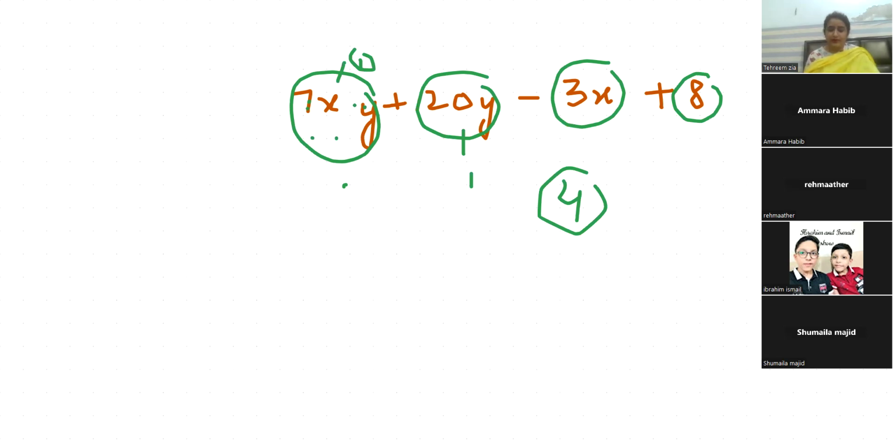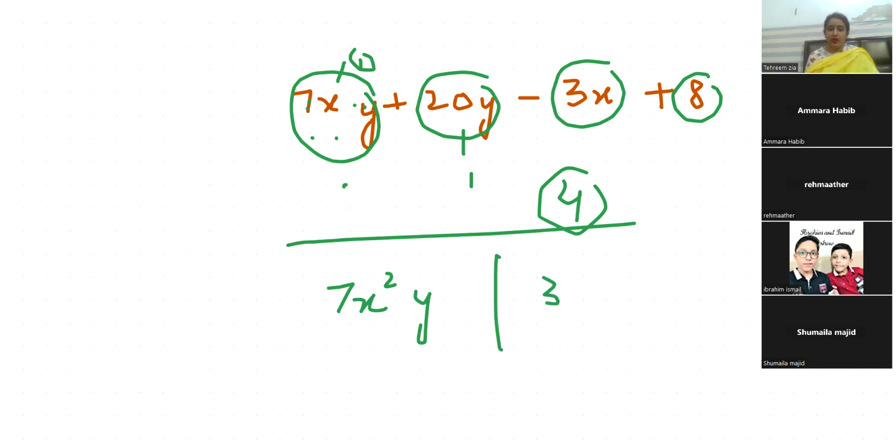If you have 7x square y, how many terms are there? 1 term. If you have 3p square minus q, how many terms are there? 2 terms. Very good, thank you so much, students.